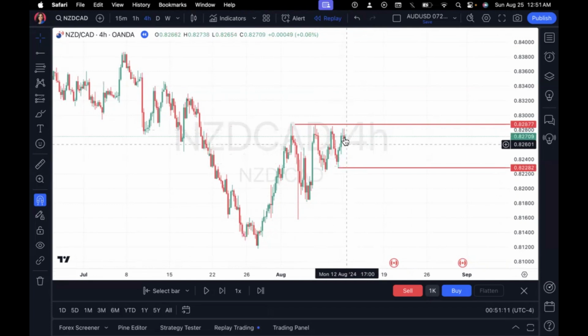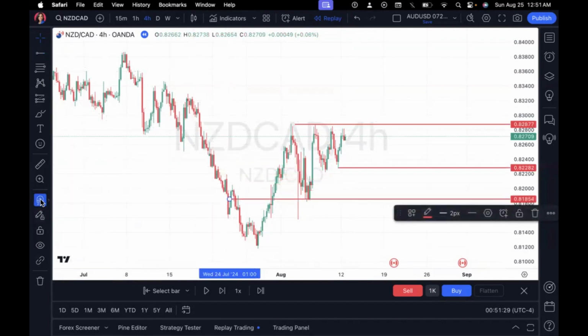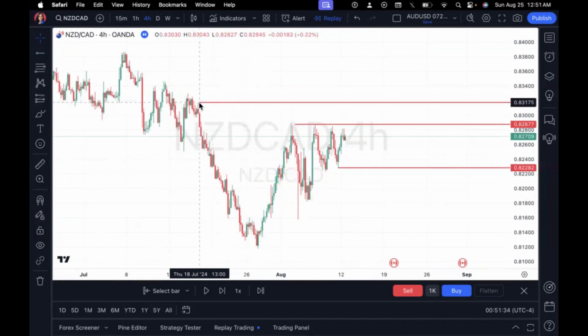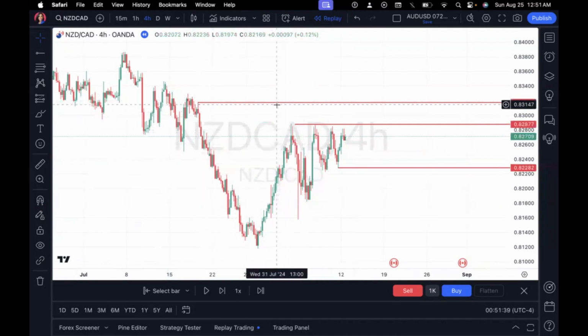Now, if that happens, we would know that the selling trend is going to continue, and this would just be a simple retracement. Now, if the candle breaks above our previous resistance and it starts to target a new high, then we know that we actually have a reversal of that selling trend.